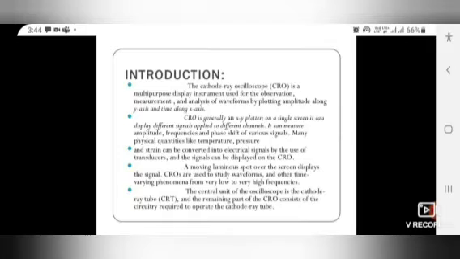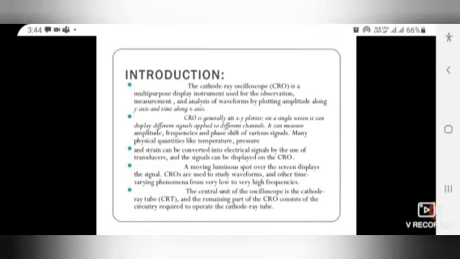Many physical quantities like temperature, pressure and strain can be converted into electrical signals by the use of transducers, and the signals can be displayed on the CRO. A moving luminous spot over the screen displays the signal. CROs are used to study waveforms and other time varying phenomena from very low to very high frequencies.